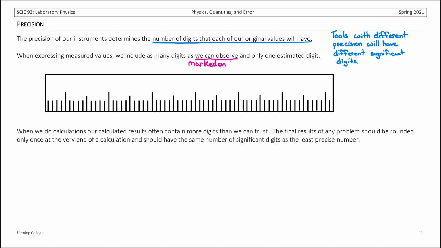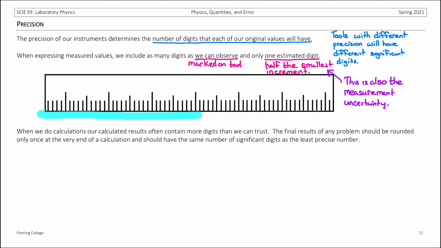So these are the marks on the tool, and only 1 estimated digit. And by convention, we estimate to half the smallest increment. You should recall that this is also the rule for determining the measurement uncertainty with a tool. So let's look at an example here.